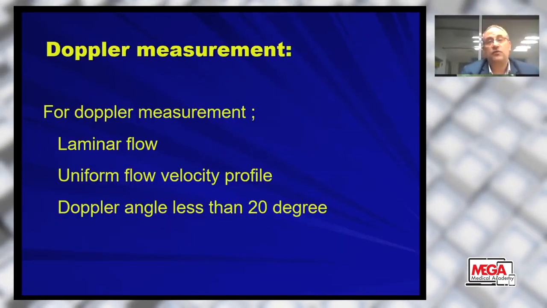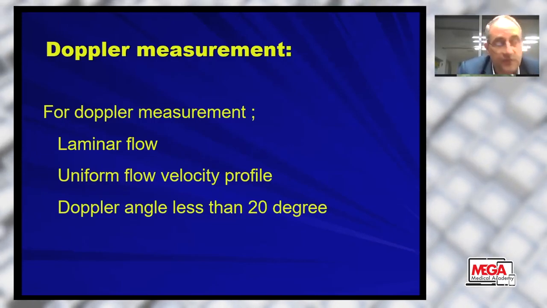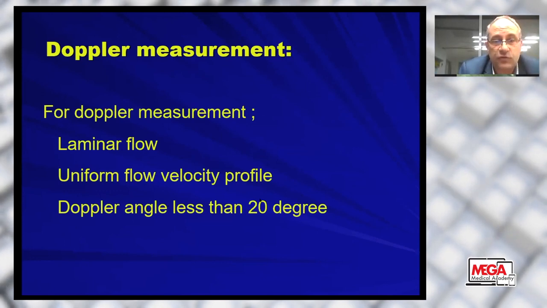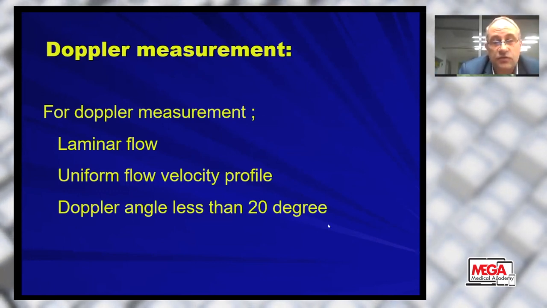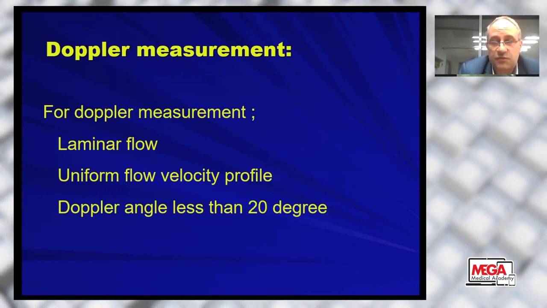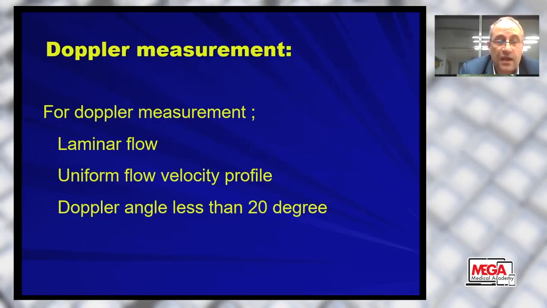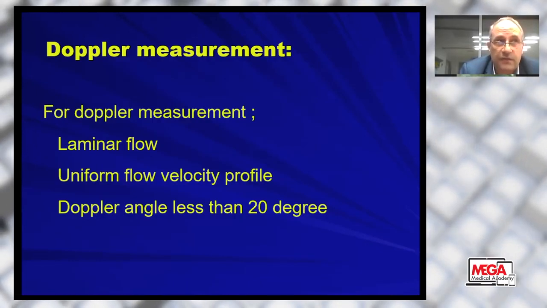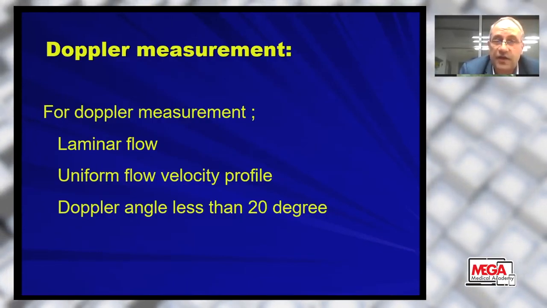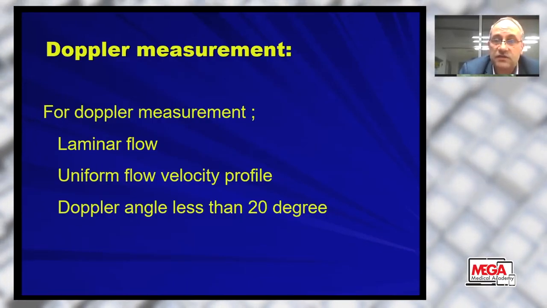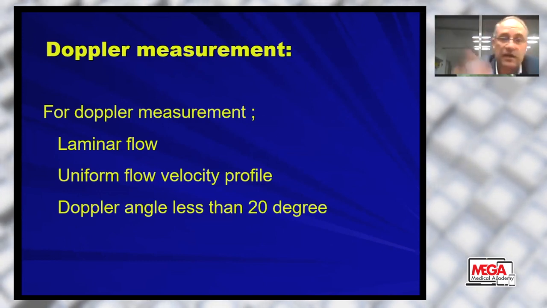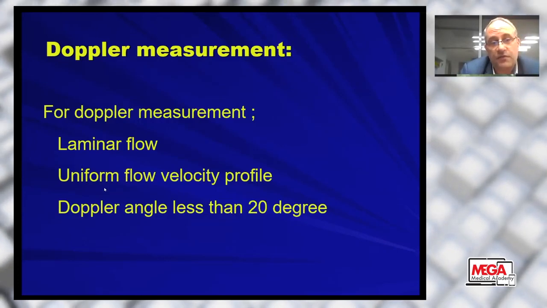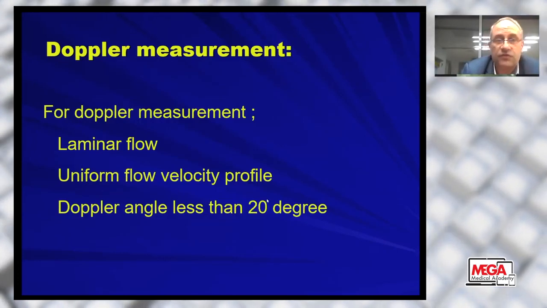For an accurate Doppler measurement, we should fulfill the criteria. The most important of them is to have a Doppler angle less than 20 degrees. So I should have a Doppler line as much as possible parallel to the blood flow. If I have a Doppler line parallel to the blood flow, I will have a better curve and avoid underestimation of the readings of velocity and pressure gradients. Also, I should look for laminar flow and a uniform flow velocity profile.